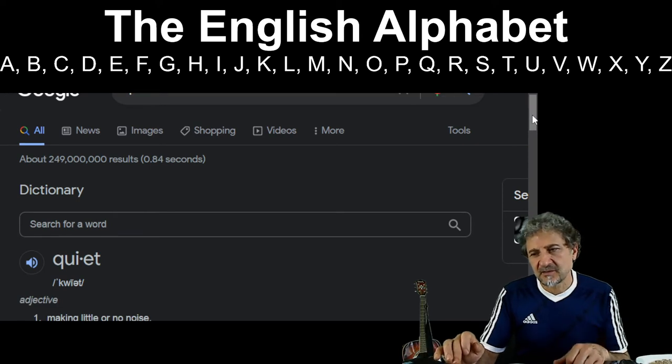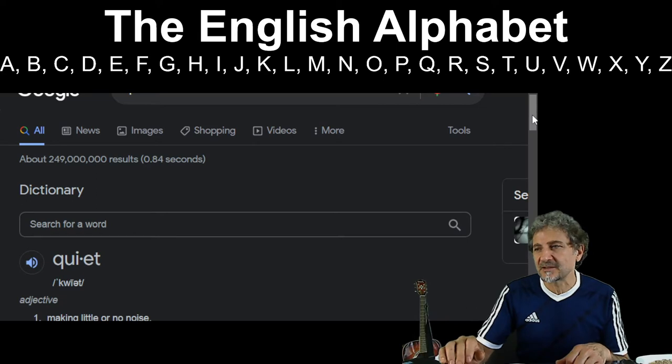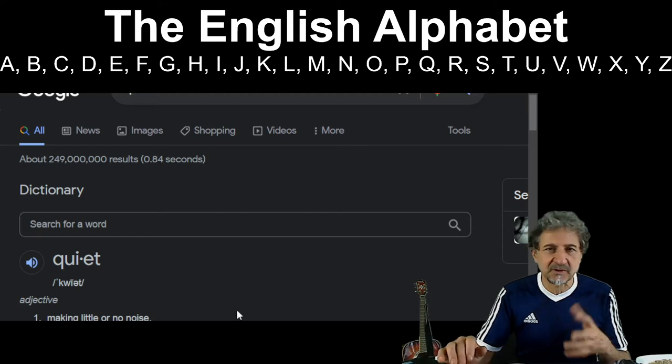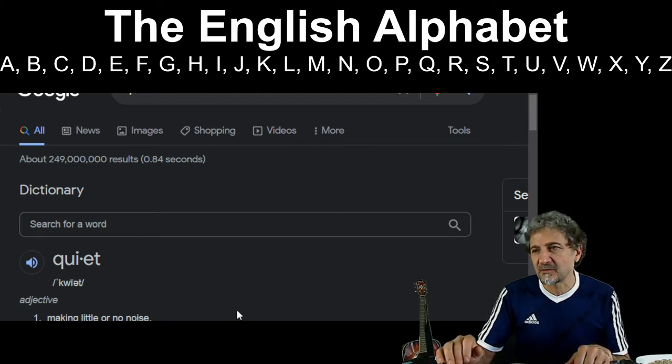Okay, so we got something. Otherwise, let's stop with the Q because there are not many words that we're familiar with. So I guess we got what we needed. Let's go with the next.